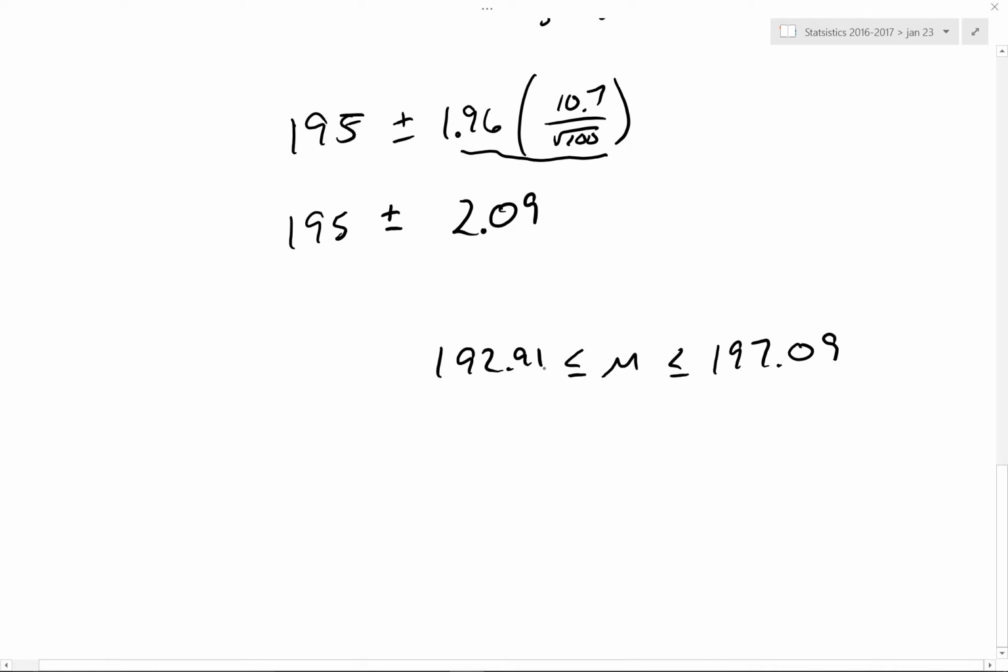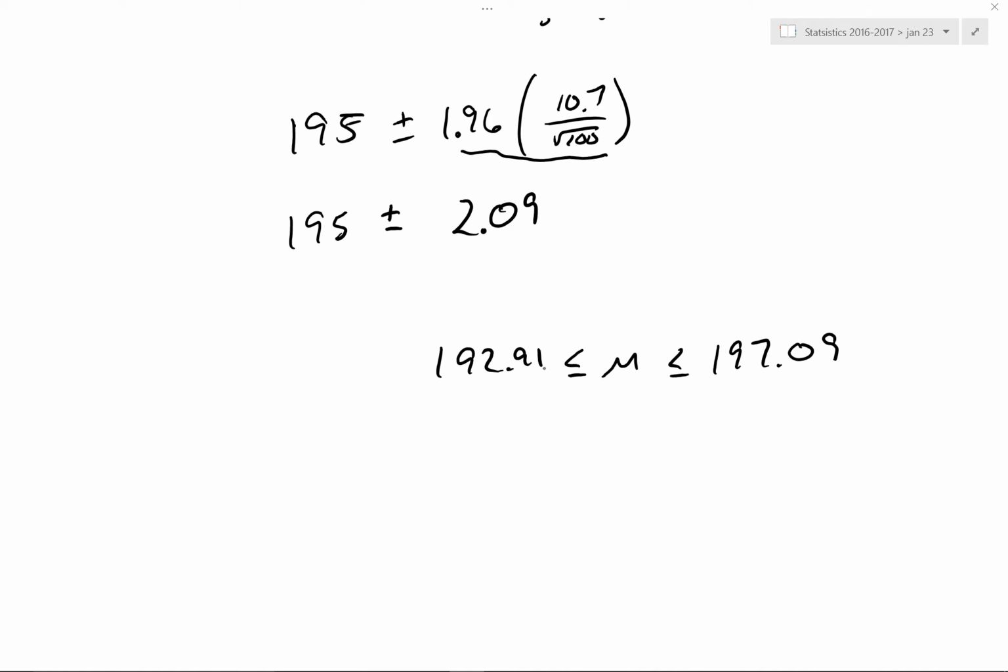Ta-da! Now again, I don't know how many licks it takes to get to the bottom of a Tootsie Pop. But I am 95% confident that the true mean is in that interval. Technically, this interval captures the true mean 95% of the time is how we should say it. But I'm okay with you saying I'm 95% confident the true mean lies in that region. Anyway, I'm pretty confident that it's right around there. That's what we're saying.